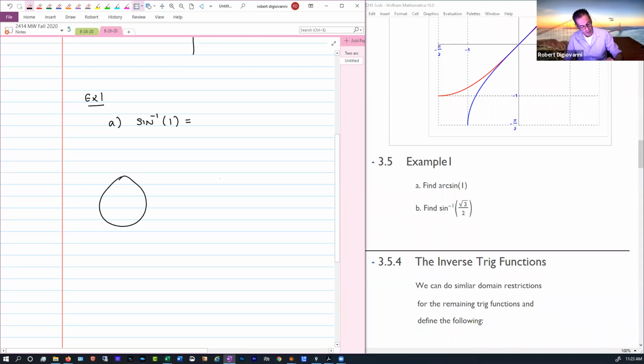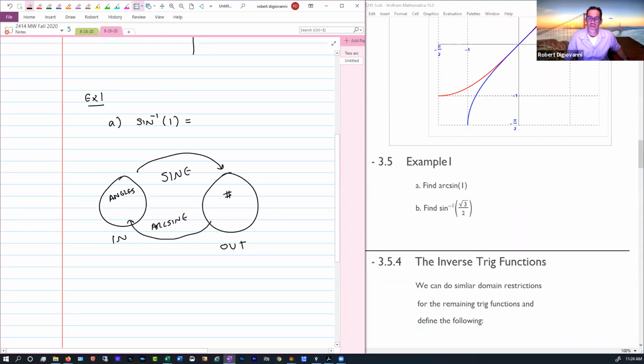When you think about a function, you have the input, you have the output. The sine function takes in angles and spits out numbers, right? The inverse sine goes the other direction. It takes in numbers and spits out angles.